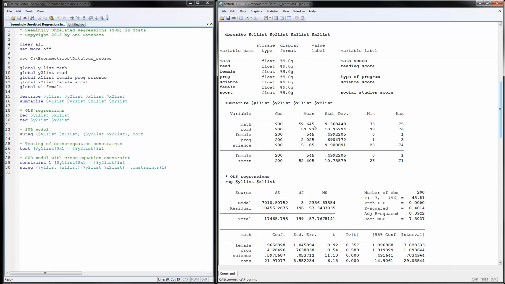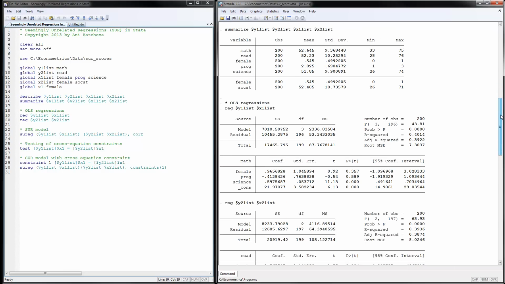So we see that scores are 52 on average. We have 54% of the sample female, and so on. The first thing that we can do is run OLS regressions, and this is the way we know them, with y1 dependent variable and x1 independent variables, and y2 and x2 as dependent and independent variables.